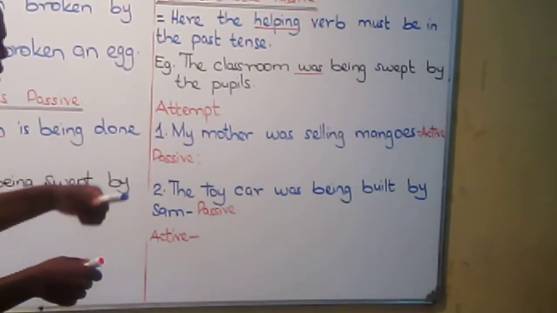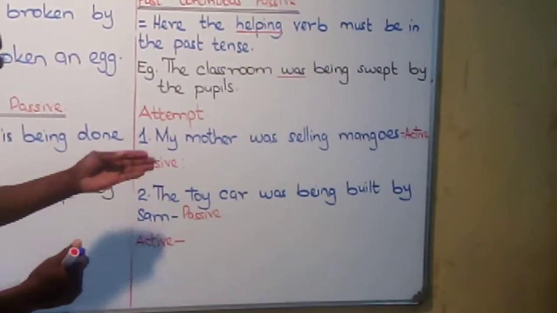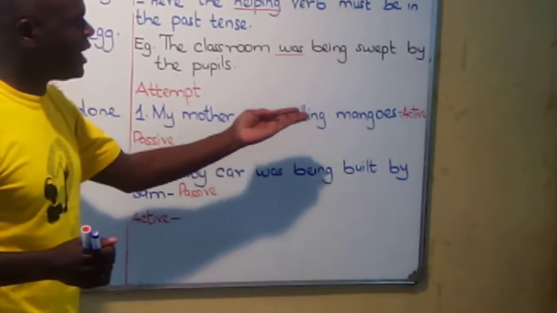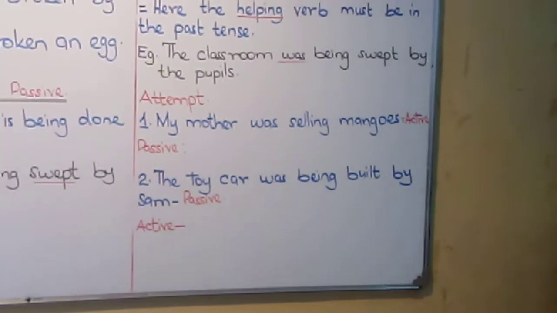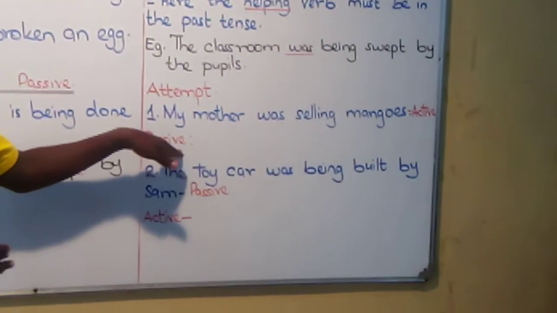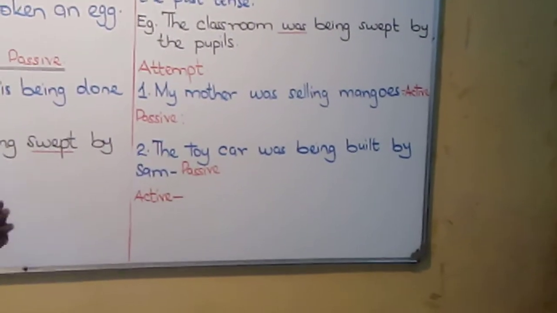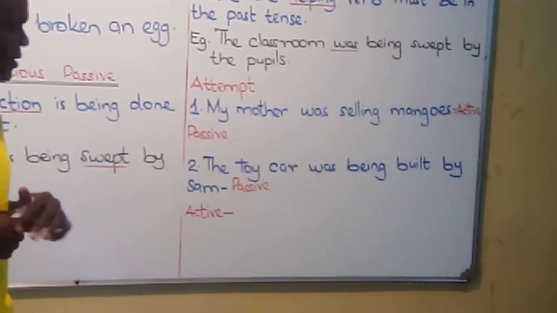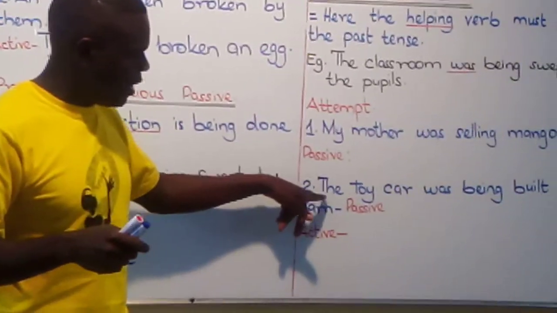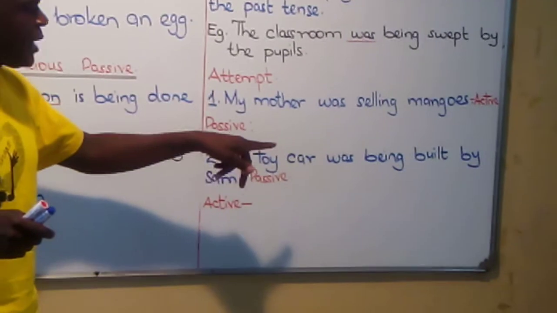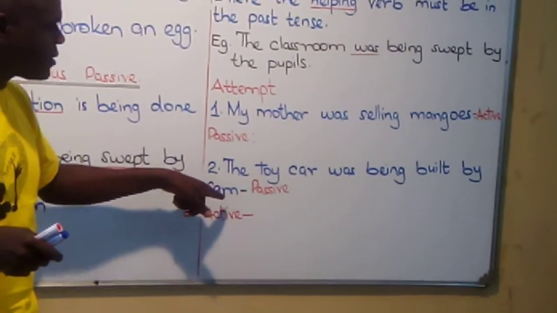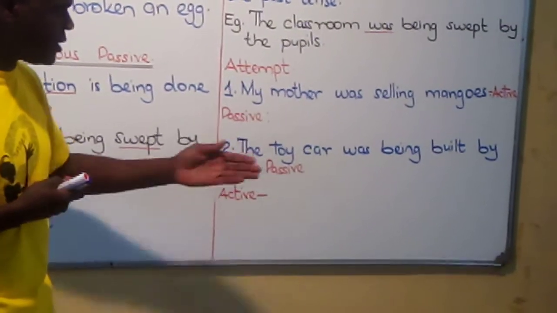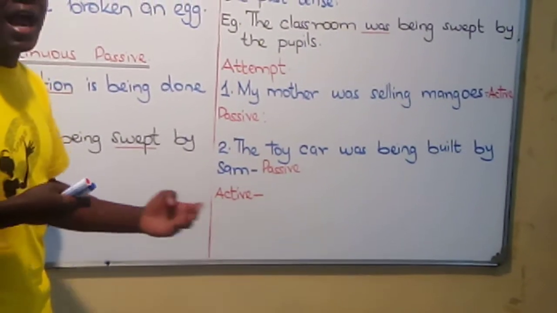So, let us attempt this. My mother was selling mangoes. That is an active voice. You change it into passive. And that is your assignment. Number 2, the toy car was being built by Sam. It is passive. You change it into active.